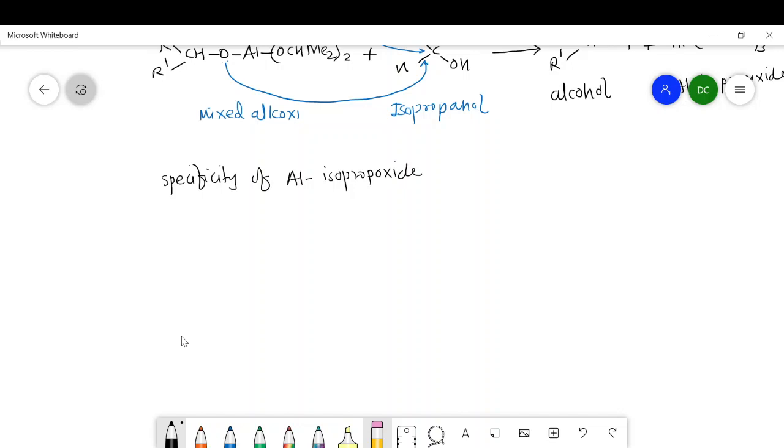In the specificity of aluminum isopropoxide, we are going to study the two reasons why aluminum isopropoxide is chosen as a basic catalyst in the MPV reduction reaction. The first reason is the bond between aluminum and oxygen is less polar, and it is a covalent bond.